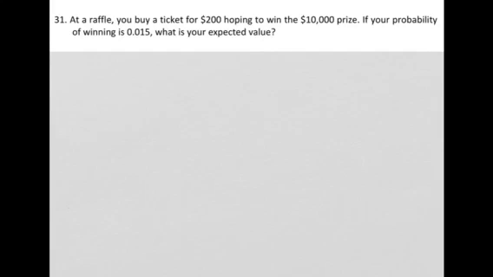In this problem, we are buying a ticket for a raffle for $200, and the prize is $10,000. We want to know what the expected value is if the probability of winning is 0.015. So you have two possible outcomes here. One is that you win, and the other is that you lose.